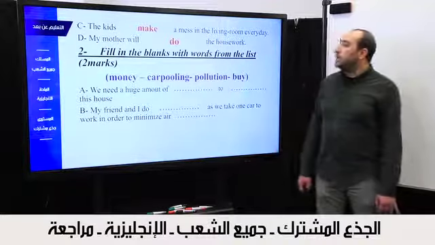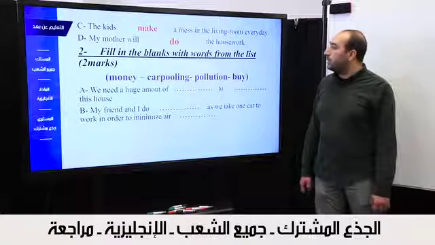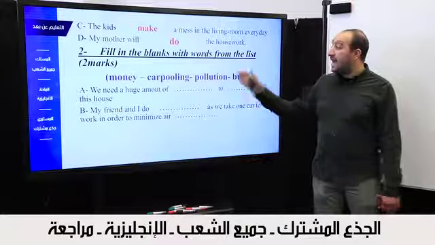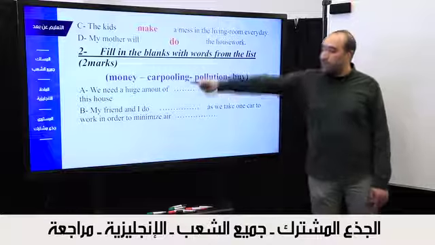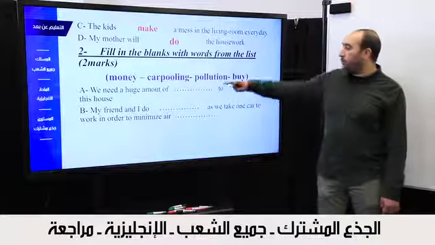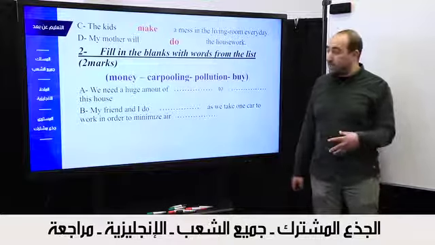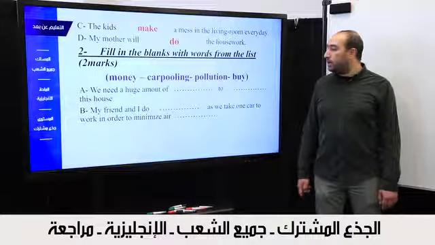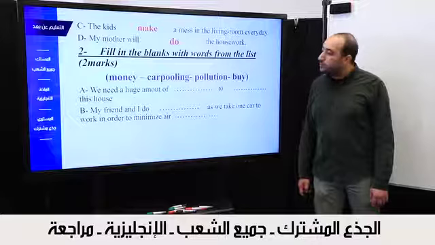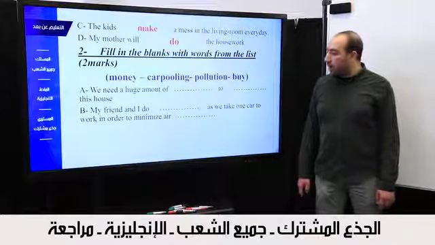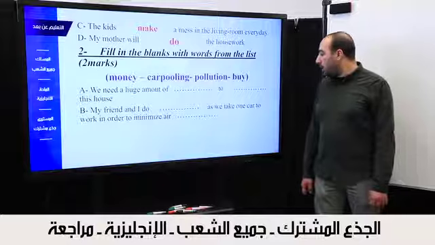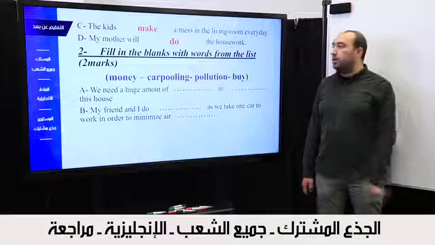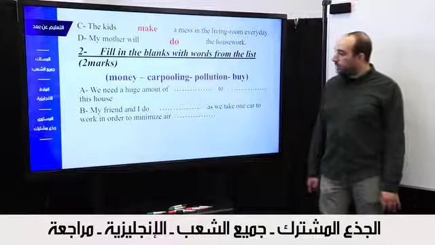Okay? Third exercise here, fill in the blanks with words from the list. So we have a list of words here, a half for each word. We have money, carpooling, pollution, and buy. And we have seen these words in the vocabulary section. A. We need a huge amount of to this house. B. My friend and I do as we take one car to work in order to minimize. I will give you some time to come up with the answers and then we'll correct. Let's move to correction.